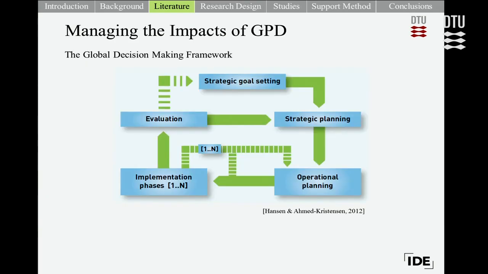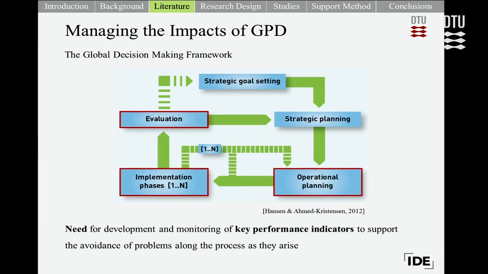To manage the impacts on GPD, there's the global decision-making framework, which was developed to support companies in implementing the global product development process. At its three stages, the operational planning (what should we outsource, what should we offshore), the implementation of this, and then evaluating the success of global product development, a need has been identified for the development and monitoring of key performance indicators to measure performance and to support the avoidance of some of the problems we identified previously.